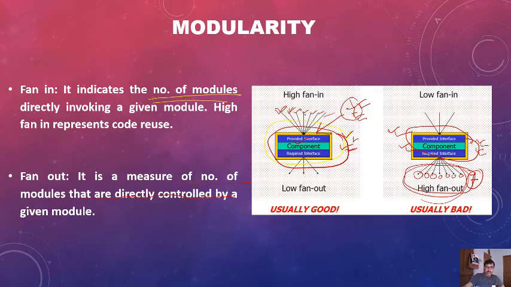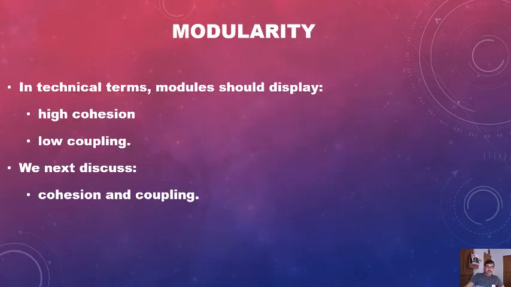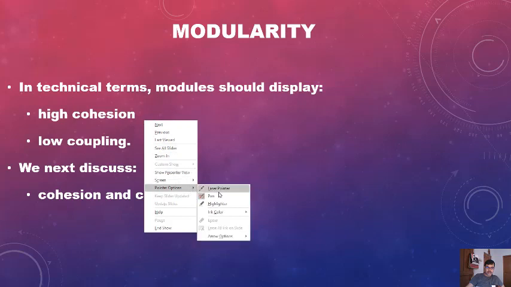So our target is high fan in and low fan out. So, arrangement of modules in a hierarchical structure, low fan out, and abstraction. In technical terms, the modules should display high cohesion and low coupling.